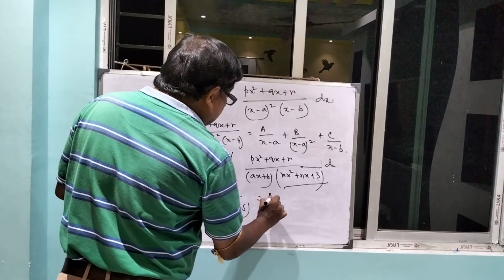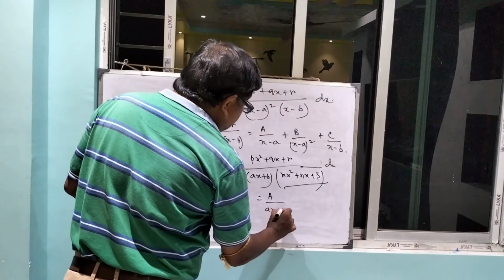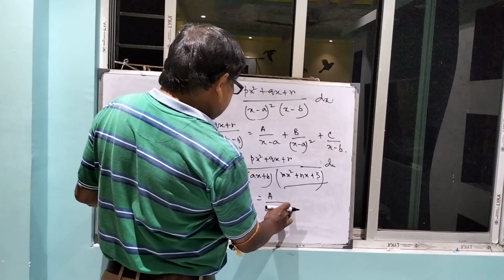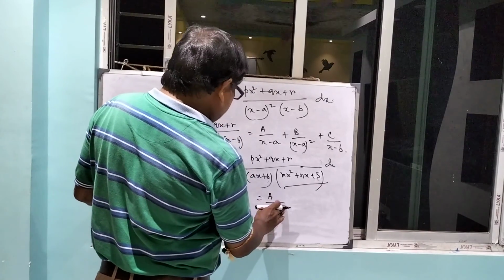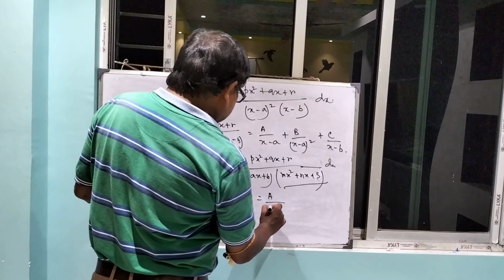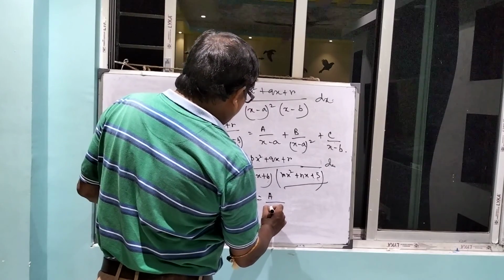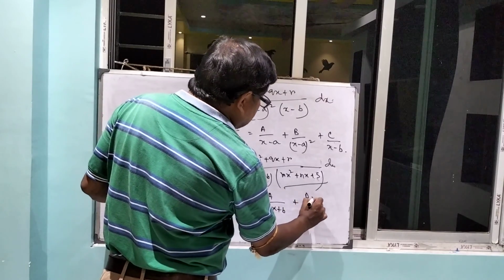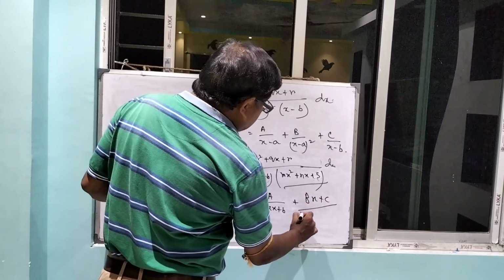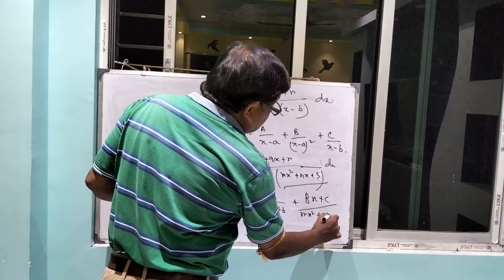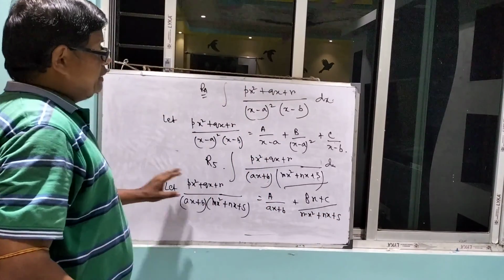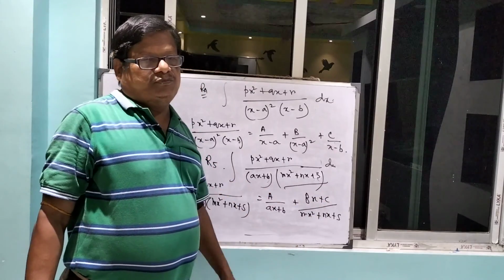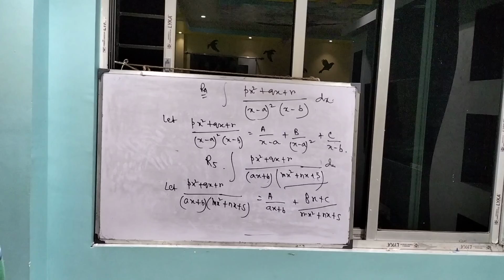So, a by (ax plus b). Wait, right here, factor is there. Here, a, x plus b, okay. Plus here (bx plus c) by this part, (mx square plus nx plus s). Here one linear form you write, because here square is there, so write linear form. Okay, then you will get the result.